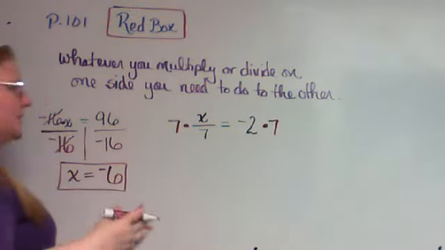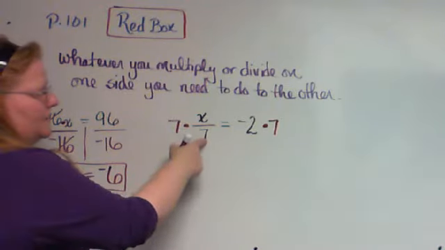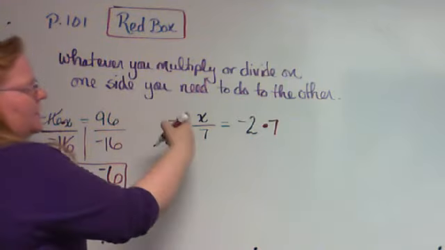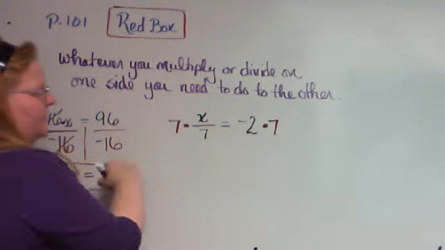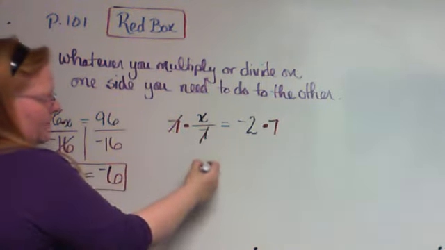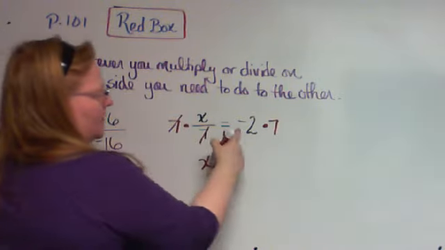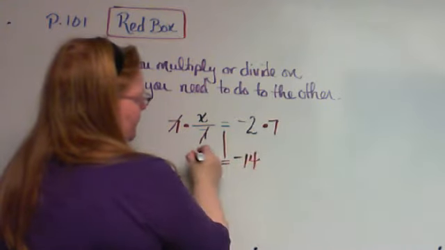Now, does it need to be a negative 7? No, because we didn't say we wanted the opposite of this number. We want the opposite operation. So instead of the division operation, now we have a multiplication operation. This 7 cancels out with that 7, leaving me with x equals negative 2 times the 7, which gives me negative 14.